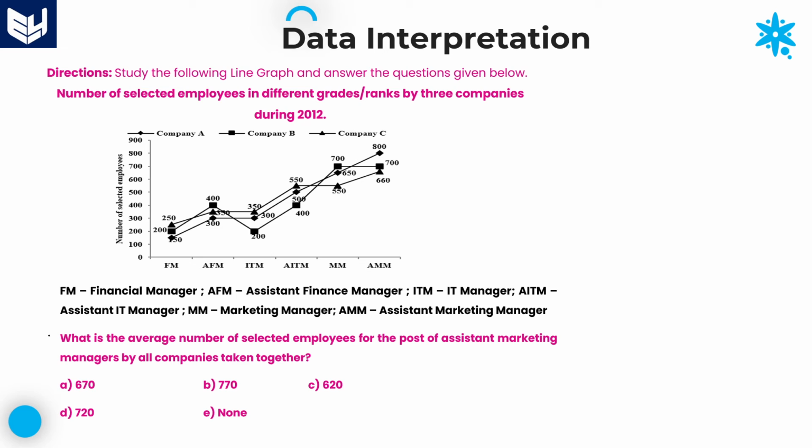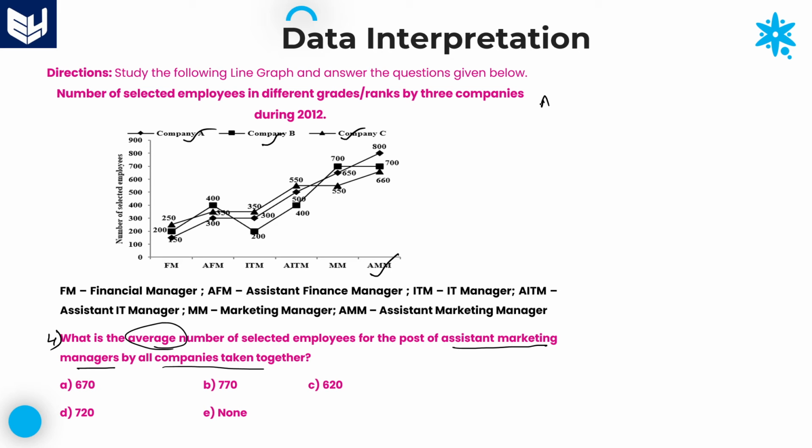Let us look at the fourth question. Here the fourth question is, what is the average number of selected employees for the post of assistant marketing manager by all companies taken together? Here we are talking about assistant marketing managers. The average number of employees selected for all the three companies, company A, company B, company C. For these three companies, we need to calculate the assistant marketing managers average.